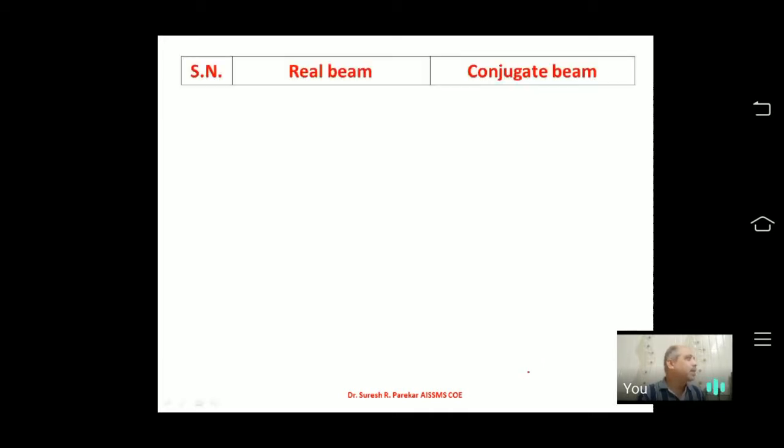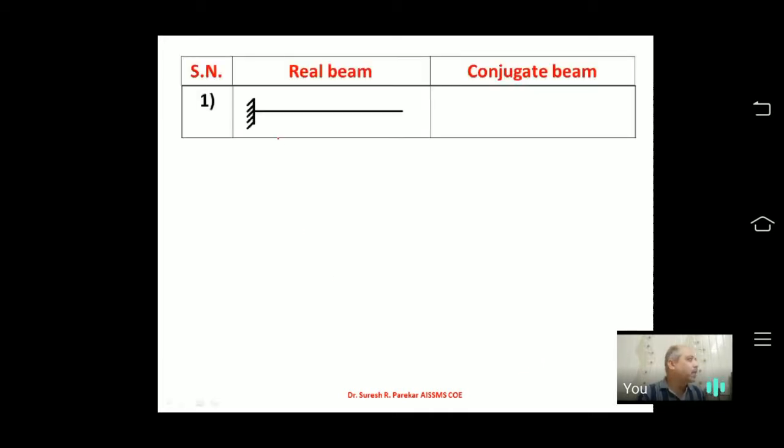Now you can see, here we have a fixed end. What will the fixed end become? It becomes a cantilever end. And what will happen to this end? This is a cantilever end, so that will be fixed. Now you can see this. I will number this as 1. So 1 is fixed, so here I made 1 free.